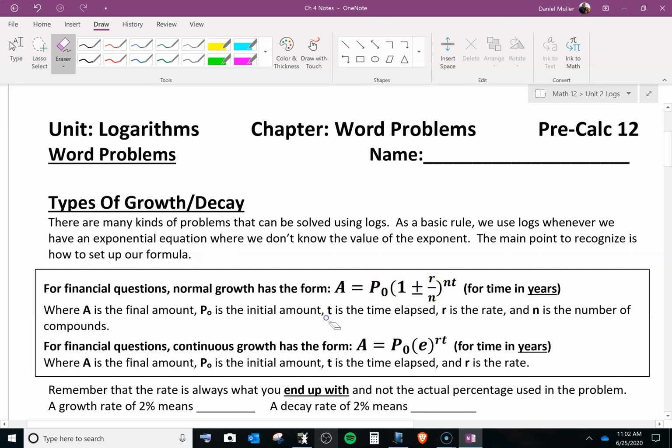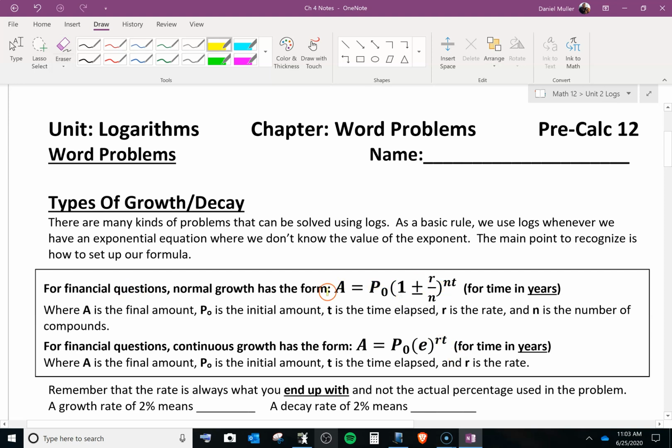Now, whenever we're solving exponential equations, we want to know the value of the exponent. Meaning, I'm probably going to ask for one of these, n or t. Well, t is time, but what is n? So those are the types of questions. Or down here, there's another formula. I would probably ask you to solve for r or t, because those are going to require a logarithm.